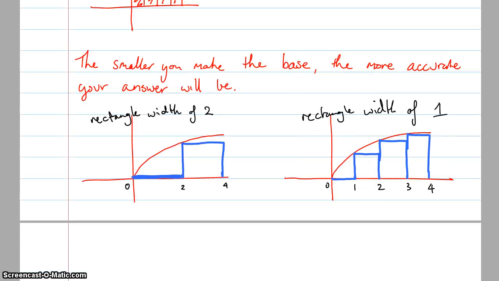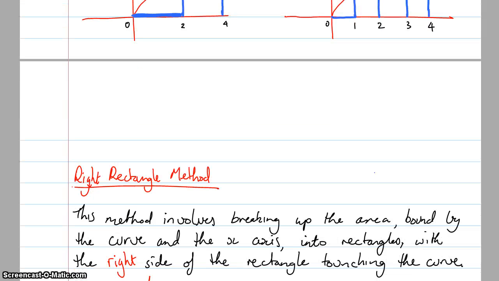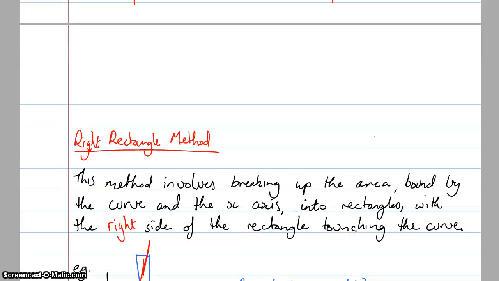So let me now show you the right rectangle method. It's exactly the same theory. Instead of starting from the left, we start from the right. That's really the only difference. It involves breaking up the area bounded by the curve and the x-axis into rectangles, with the right side of the rectangle touching the curve.